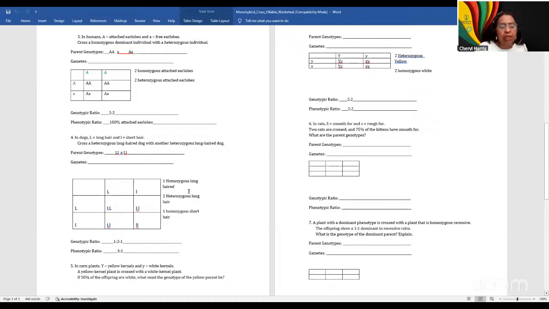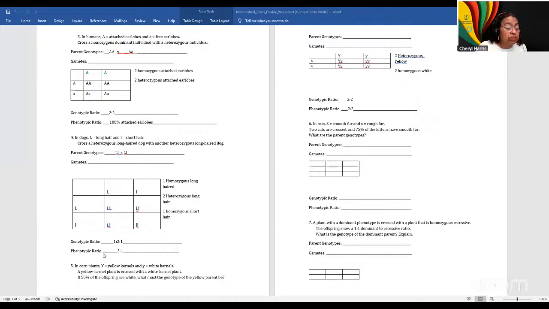Okay? We can get 1 homozygous long-haired dog. So I'm reading the box. You got to read the boxes first. And then these two over here are alike. So there's 2 heterozygous long-haired dogs. And this box is all by itself. There's 1 homozygous short-haired dog. Okay, so when we look at the genotypes, these are our genotypes up here. We have 1 to 2 to 1. Okay, 1 homozygous long, 2 heterozygous long, and 1 homozygous short.